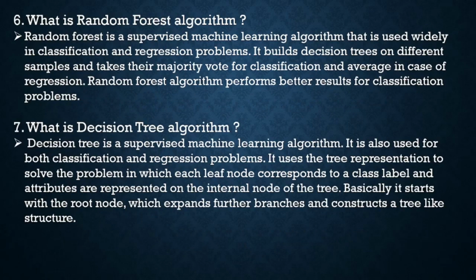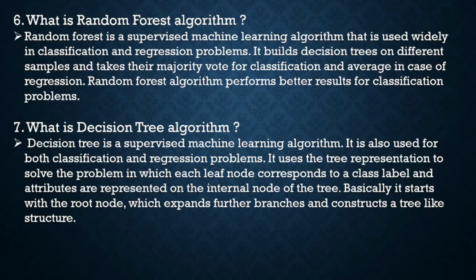Question number 6. What is random forest algorithm? Random forest is a supervised machine learning algorithm that is used widely in classification and regression problems. It builds decision trees on different samples and takes their majority vote for classification and average in case of regression. Random forest algorithm performs better results for classification problems.